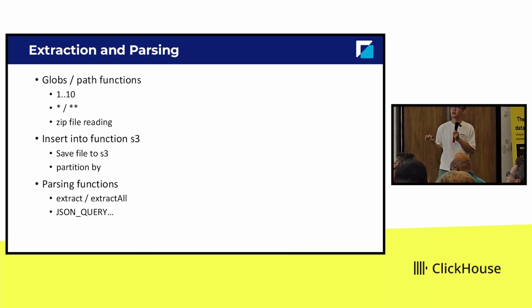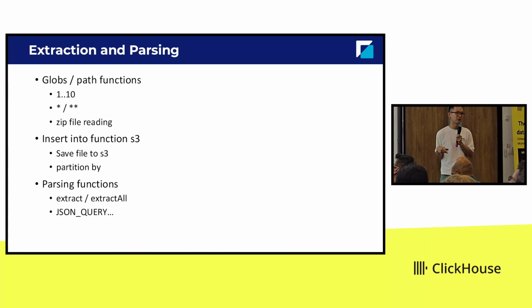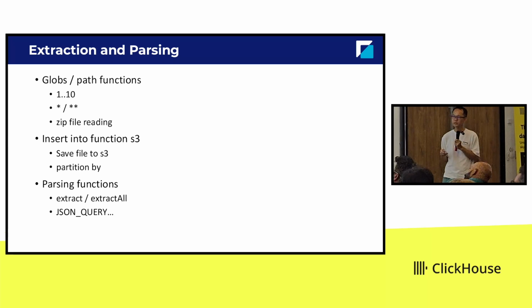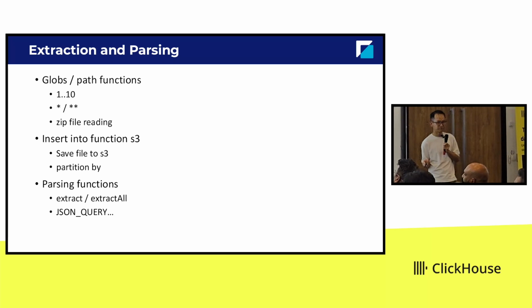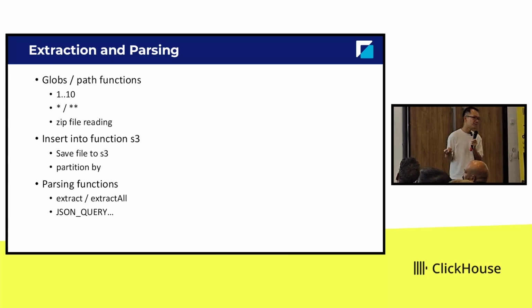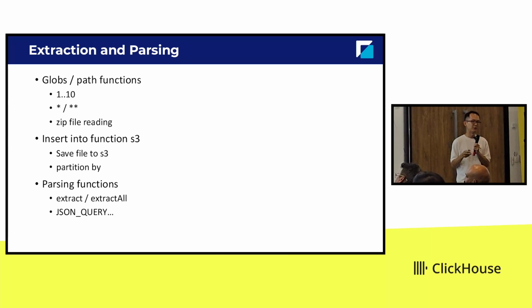But with ClickHouse, you can just directly read it from the zip file. There is a drop in terms of speed, but it's acceptable to us in most contexts. Another feature that we quite like is the insert into S3 function. You can save a file directly into S3, and the partition by can separate it into different files if you need to name them.